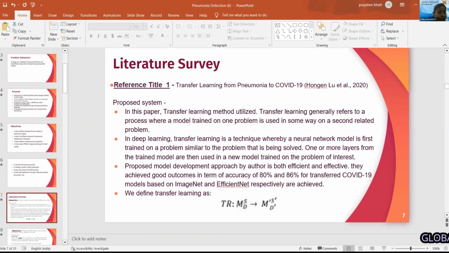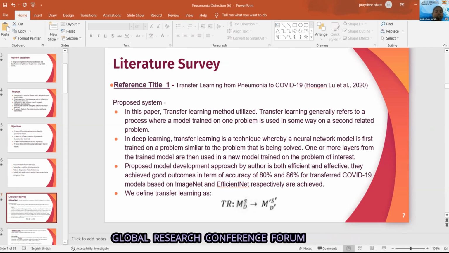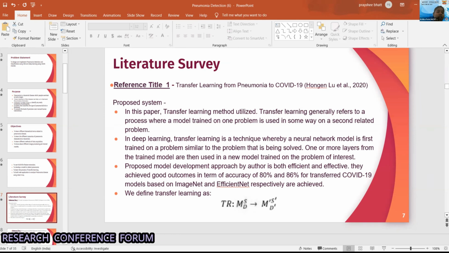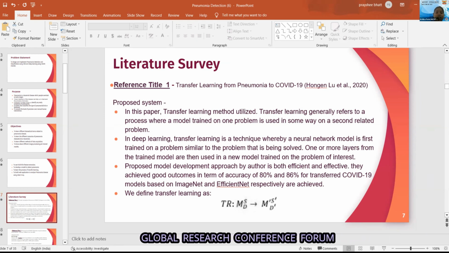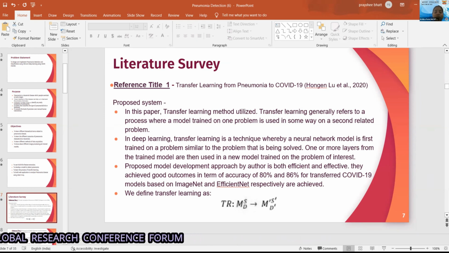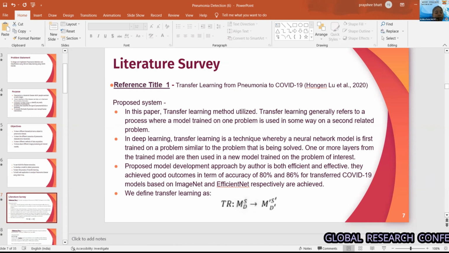I am Kritika Patel. I am going to tell you about the literature survey. We have collected four literature reference papers for this project. The first reference title is Transfer Learning from Pneumonia to COVID-19. In 2020, COVID-19 was at its peak.